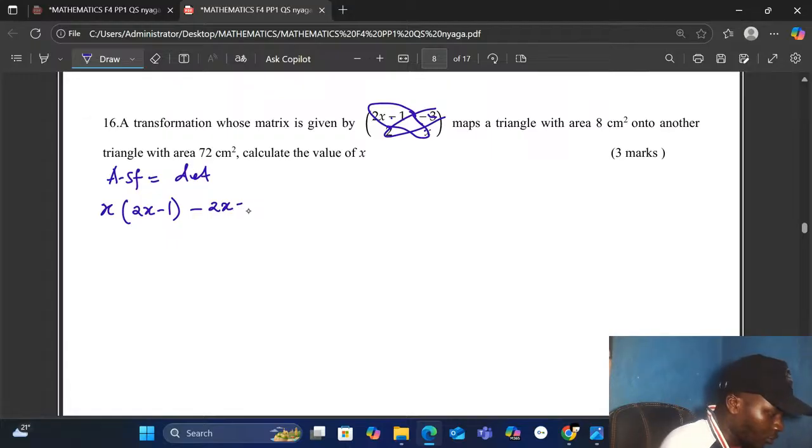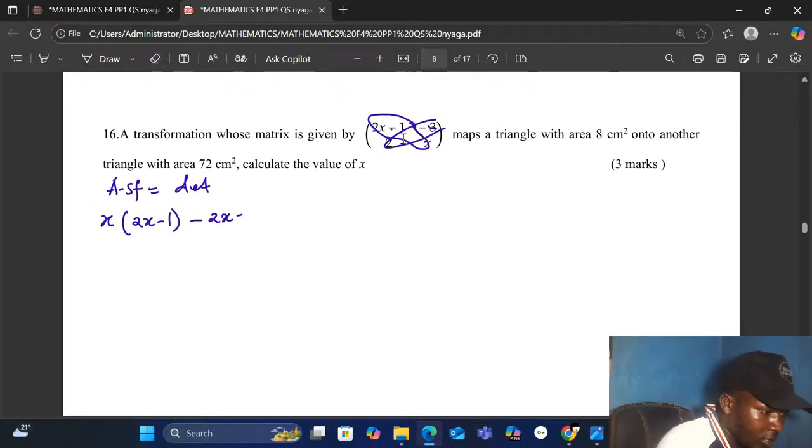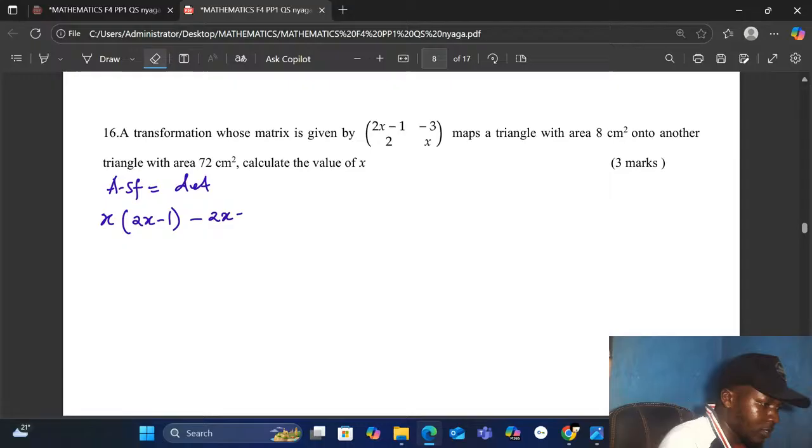Now minus 2, sorry, 2 times negative 3, not 2x. Sorry, let me rub this so that I can see. So we shall have x into 2x minus 1 minus 2 times negative 3, which gives us the area scale factor.